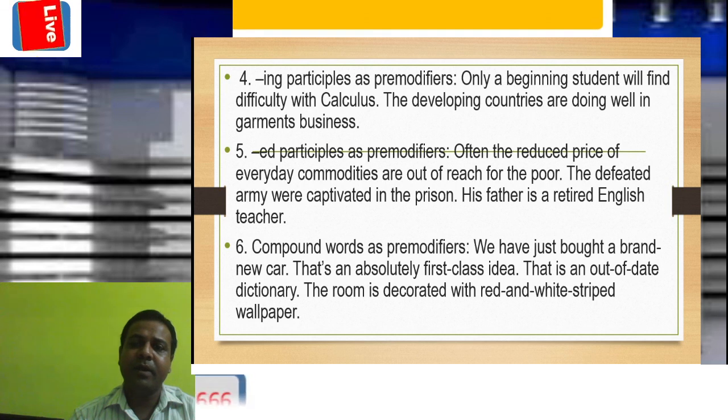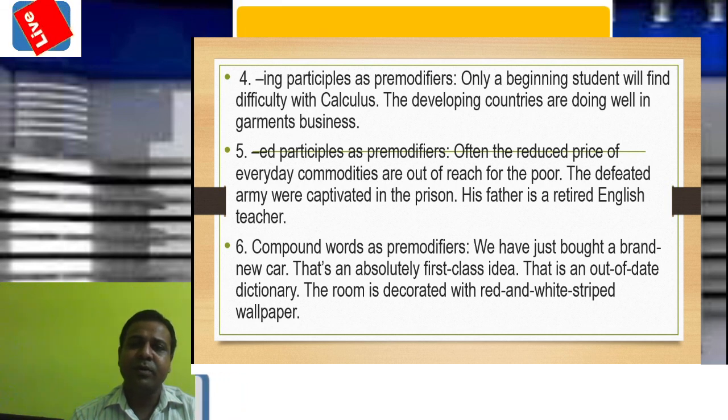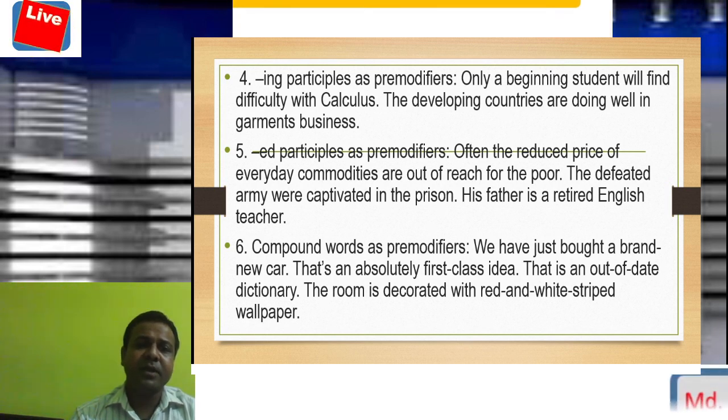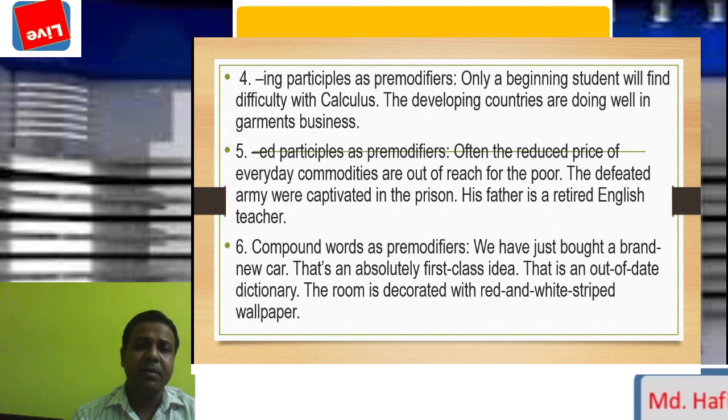Here we learned through two examples that participles, that is especially present participles, are largely used as pre-modifiers. Number 5, the ed participle, that is the past participle, as pre-modifiers.